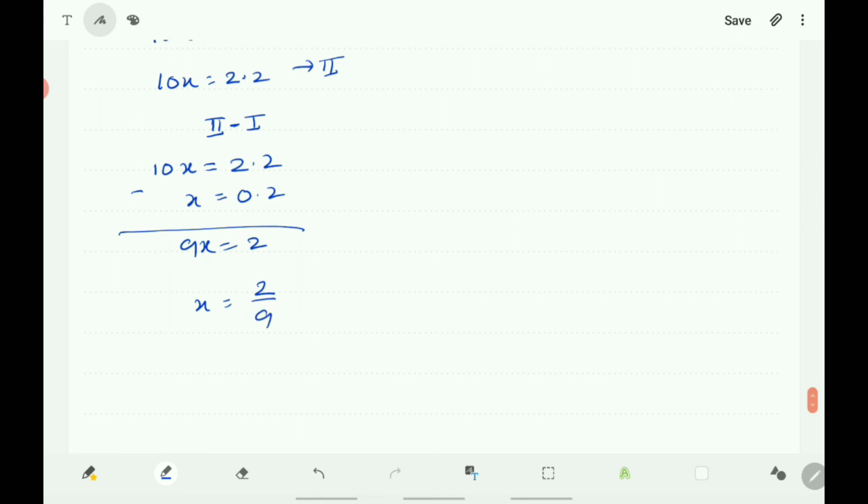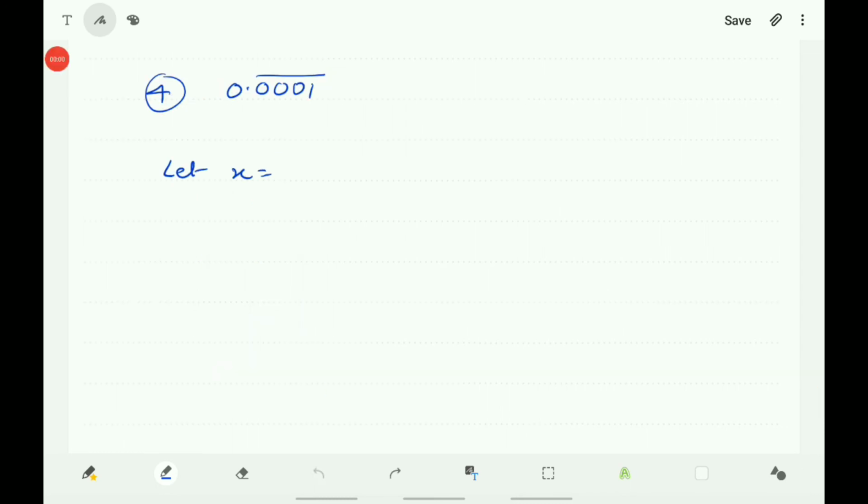x is equal to 2 by 9. So you can write, therefore, 0.2 with 2 recurring is equal to 2 by 9.